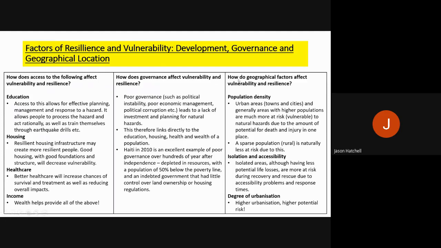Finally, there on the right, geographical factors. So population density, isolation and accessibility and degree of urbanization. The higher the urbanization, the greater the risk because there's more people. The higher the population density also, the greater the risk. A sparse population or a rural population is naturally less at risk. And isolated areas are actually generally more at risk in terms of recovery and rescue because if there are people there, they are harder to reach. So isolationism can be an issue in terms of accessibility.